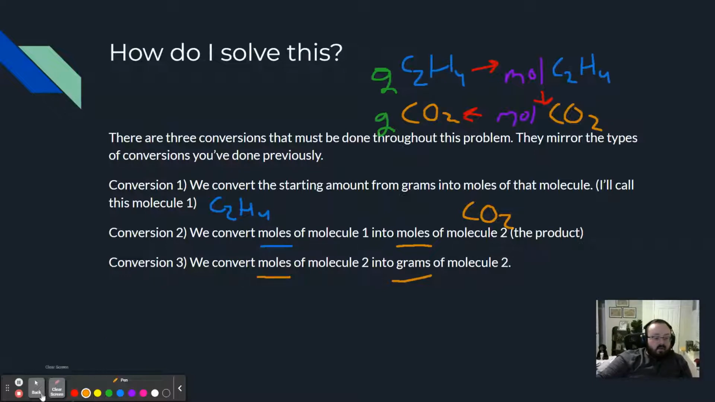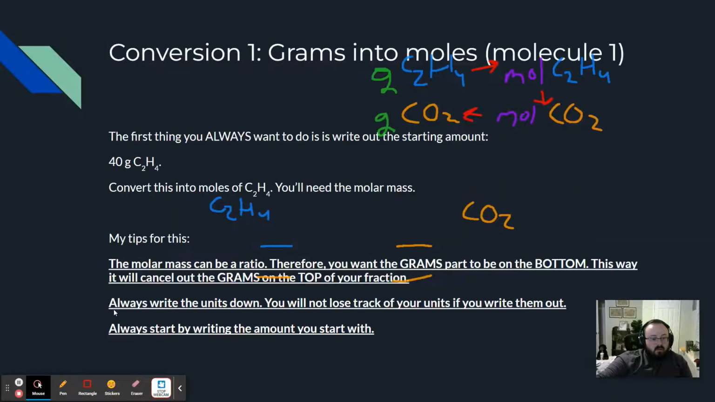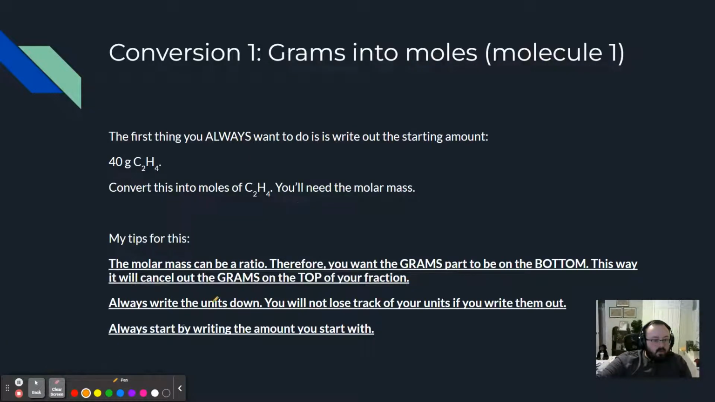All right, let's start off with our first equation. The first thing that you always want to do every time I give you some of these questions: look at how much is produced, or how much you started with. The number that I give you is what you start with. 40 grams of C2H4. Okay?